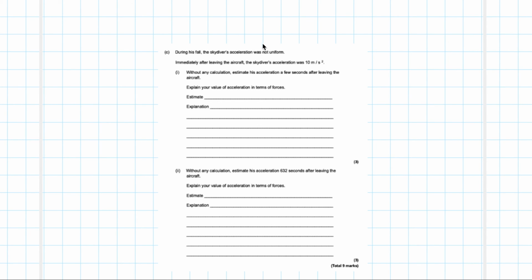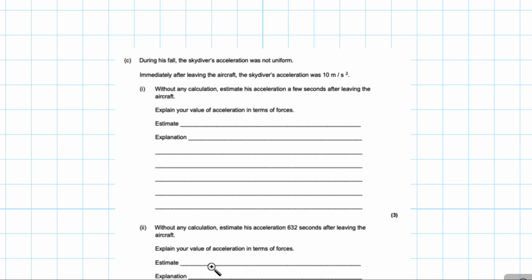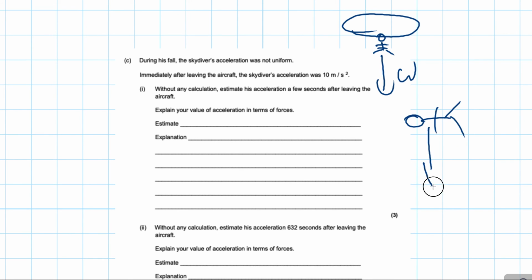During the fall, the skydiver's acceleration was not uniform. Immediately after leaving the aircraft, the skydiver's acceleration was 10 meters per second squared. Without any calculation, estimate his acceleration a few seconds after leaving the aircraft. So when he jumps from the aircraft initially, he doesn't have any air resistance because he's only just jumped out. But a few seconds afterwards, he will have weight, but he'll have a little bit of air resistance that goes against it. So if he has some air resistance against him, that means that his acceleration downward is going to be reduced because he still has the same weight going down, but now he has an opposing force. So his overall force is less.